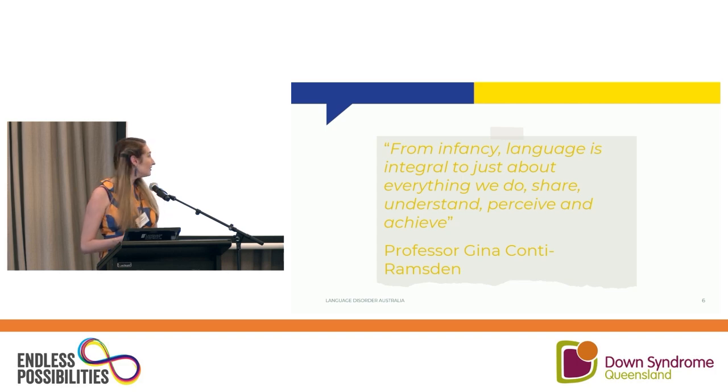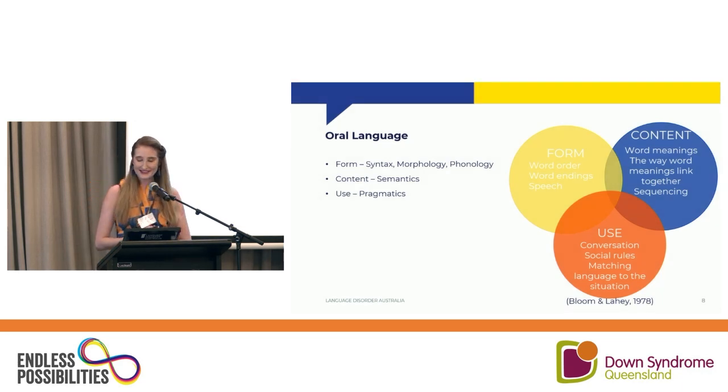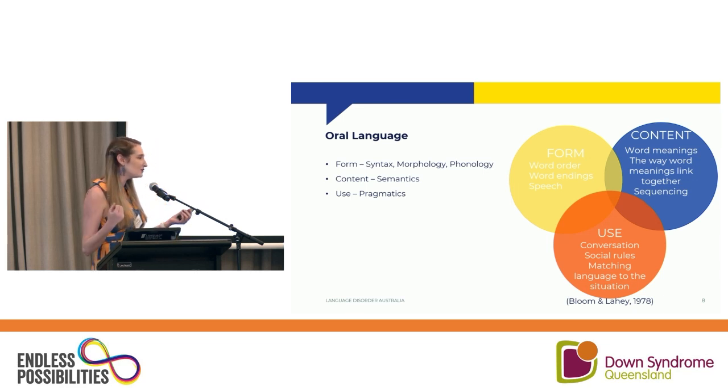Okay, so let's look at the definition next of what is actually language. Now, speech pathologists, we still use this very old model by Bloom and Lahey, and we still use it because it tends to work really well for our needs. It's a nice way for us to conceptualize what language is, because language is very fluid, it's very abstract, there's a lot of components to it. So this is the easiest way we can conceptualize that. Our oral language system is made up of 3 main areas, and those are form, content, and use. I'll talk through what those actually mean and what that looks like.